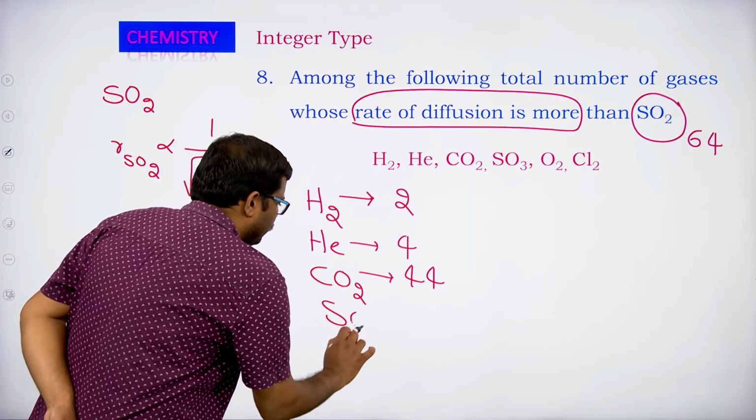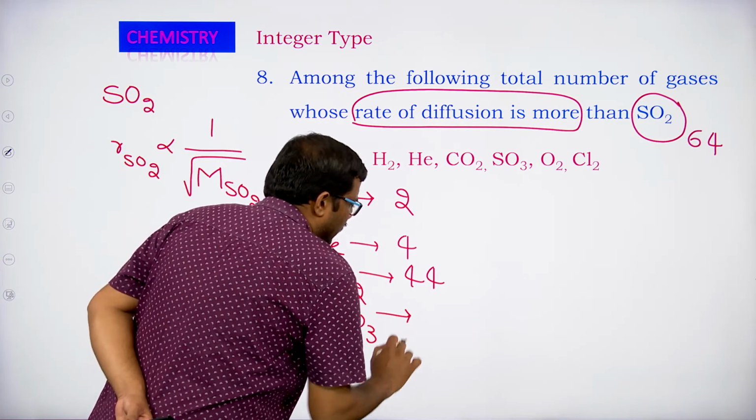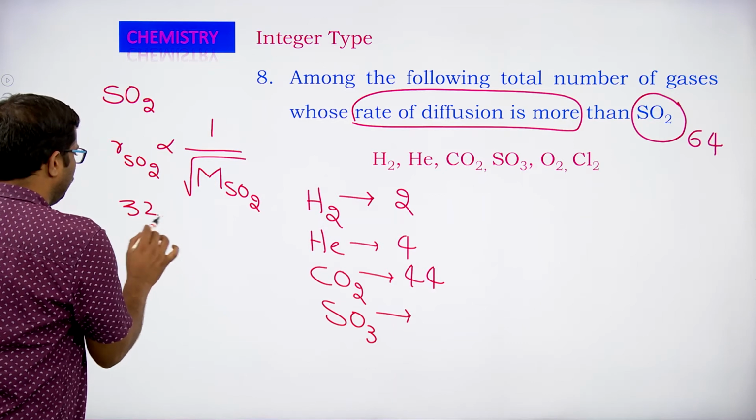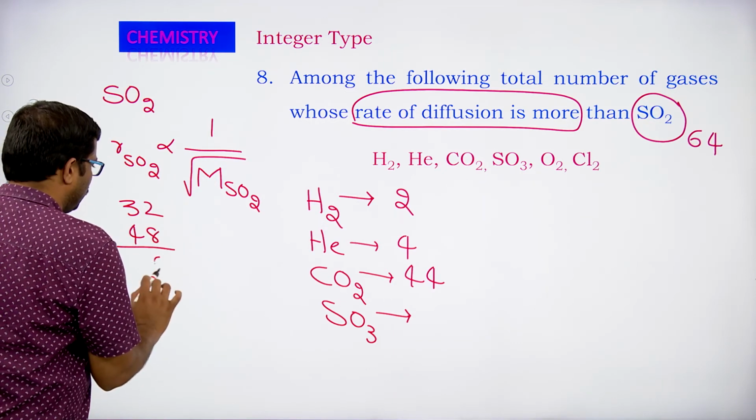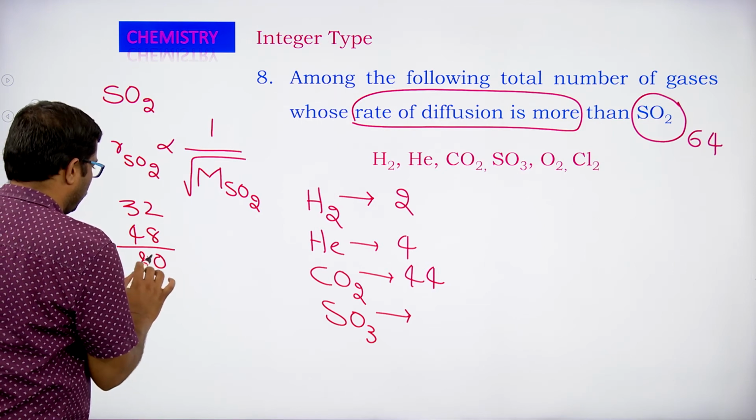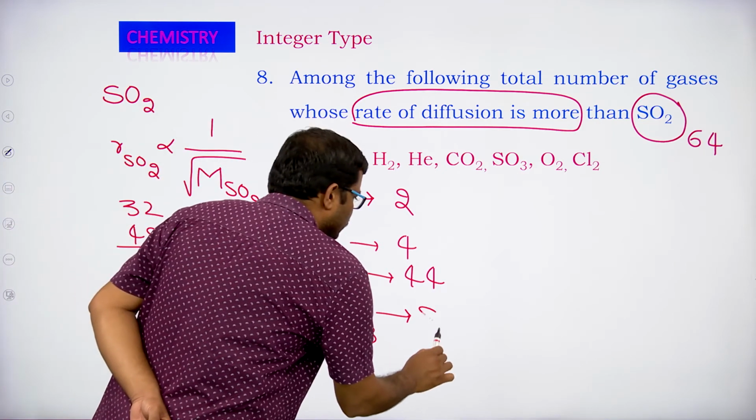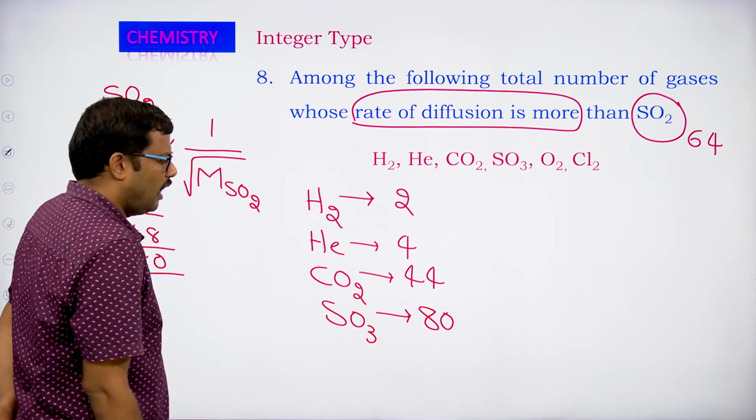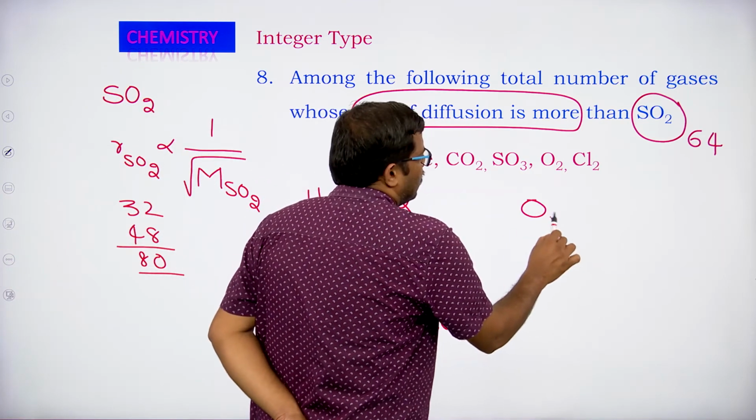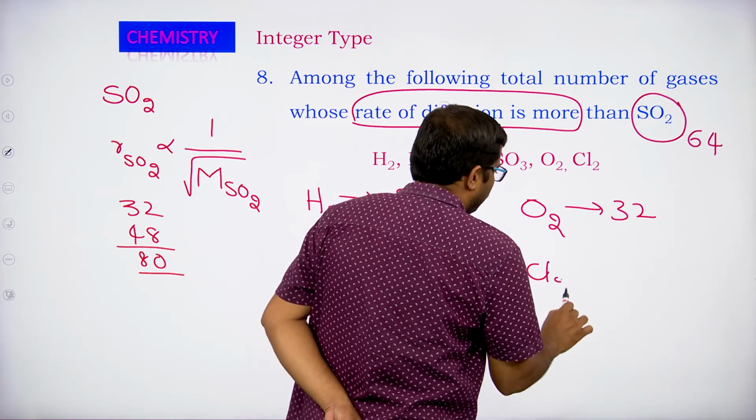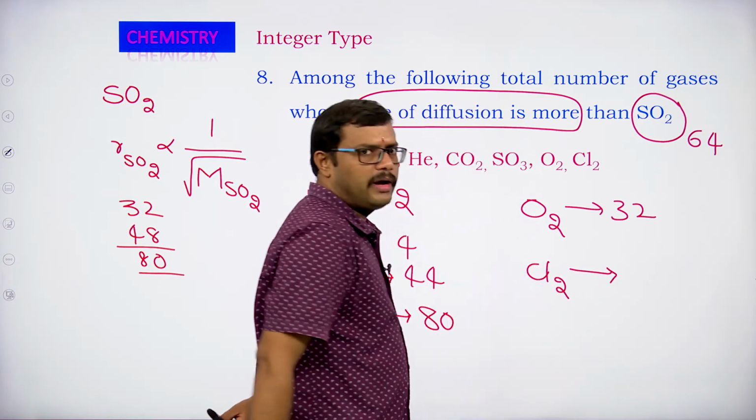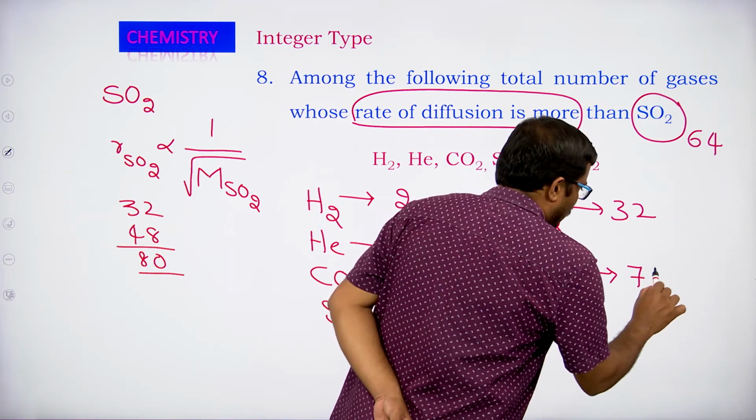Sulfur trioxide, 1 sulfur atom, 3 oxygen atoms. So this will be 32 plus 48, so this will be 80. Okay. Oxygen, we know the molecular mass of oxygen is 32. Chlorine, 35.5, so this will be 71.